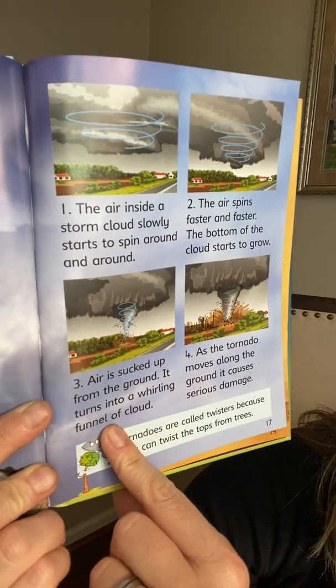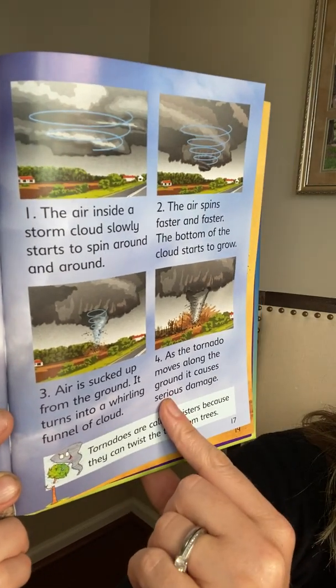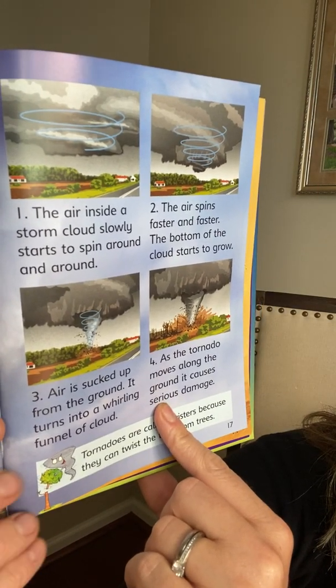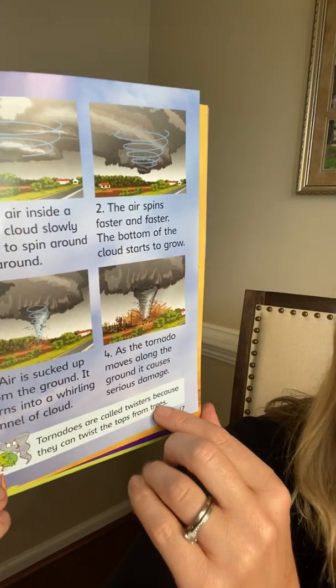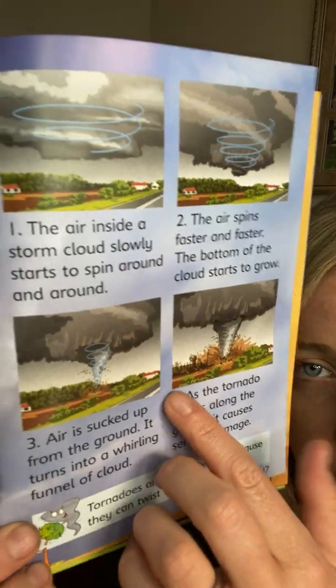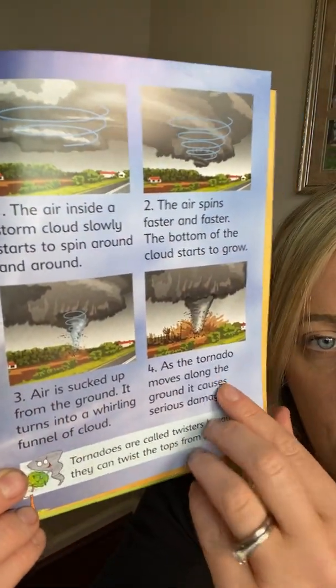Air is sucked up from the ground and it turns into a whirling funnel of cloud. And then as the tornado moves along the ground, it causes serious damage. Tornadoes are called twisters because they can twist the tops of trees. So look, step 1, step 2, step 3, step 4.